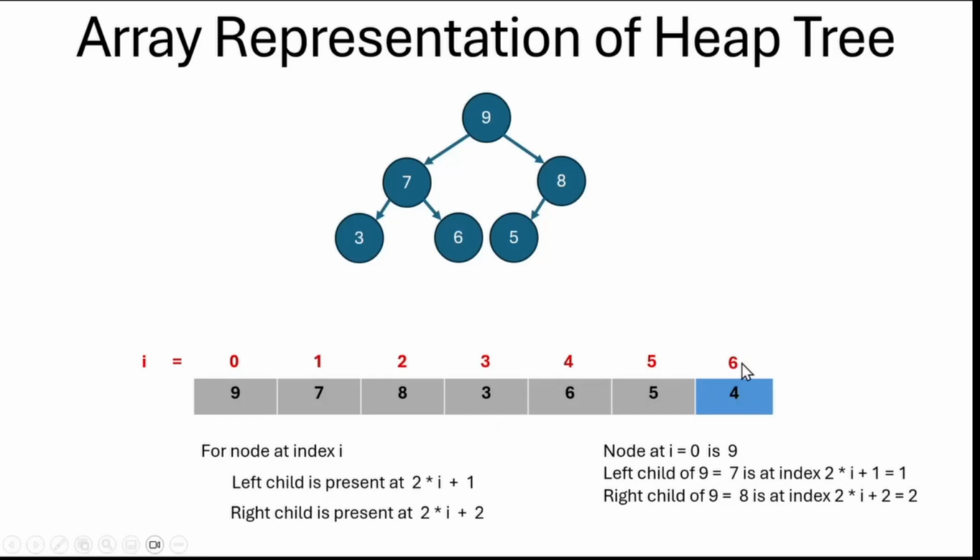So let's say we add 4 here, and a new element is always added at the end of the array. So the index of 4 in the array is 6. If I want to see whose right child it is, because 6 is even, 2 into I plus 2 is equal to 6. 6 minus 2 is 4. 4 divided by 2 is 2. So I equal to 2, which means 8. So it became the right child of 8.